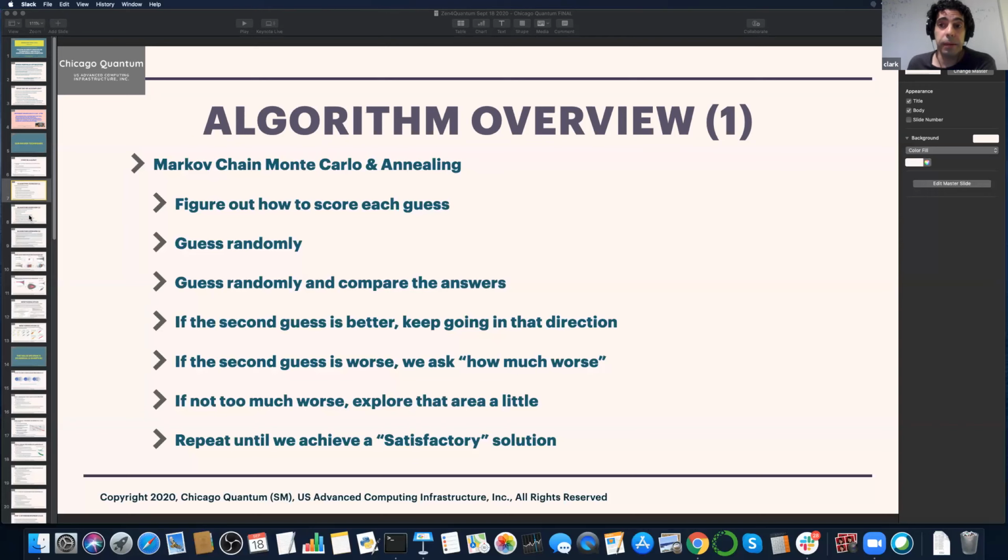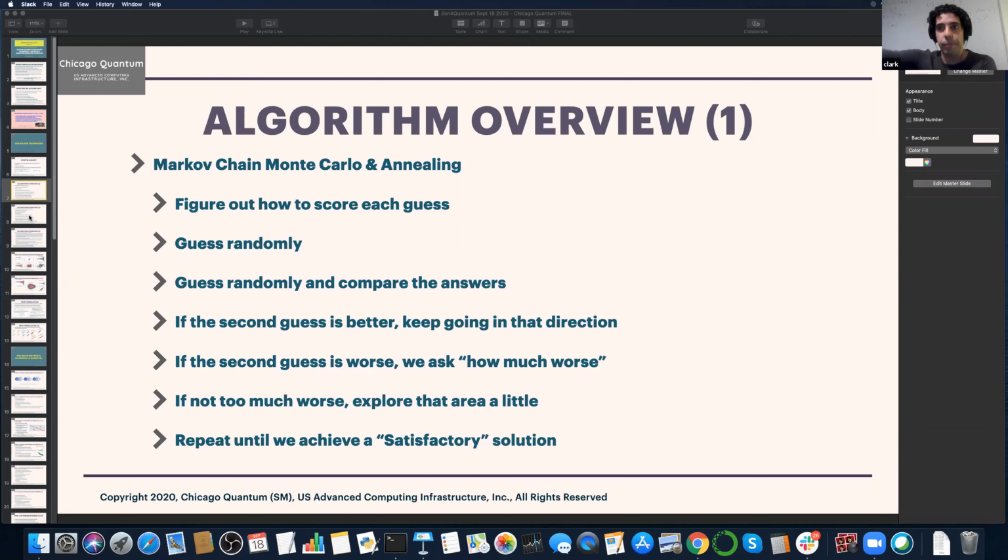So in annealing, what we have is some parameter. In thermal annealing, we have a temperature. So we start our algorithm being hot. We say, okay, take a guess, take another guess, compare them, go in the direction of the better one. And then make another guess. Is it better or worse?